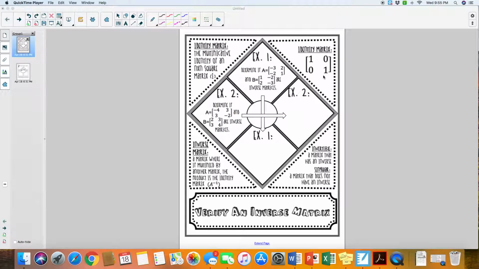So an inverse matrix is going to be the matrix where if I multiply it by another matrix, I get the identity matrix. So two matrices are inverses of each other if you can multiply them and you get the identity matrix back. In number terms, it's like multiplying two numbers to get one, whereas now I'm going to multiply two matrices to get the identity matrix.